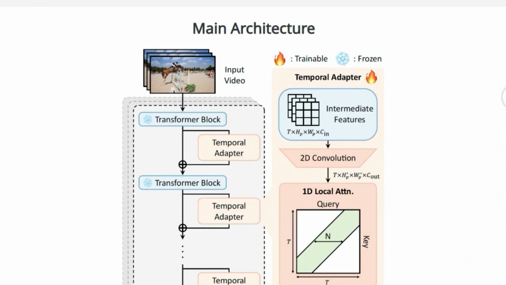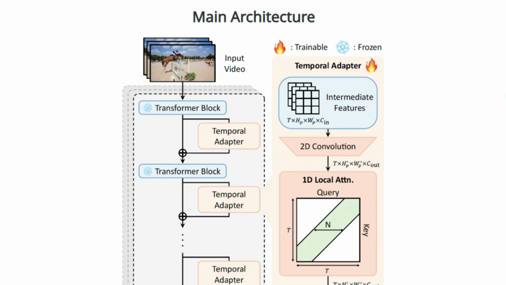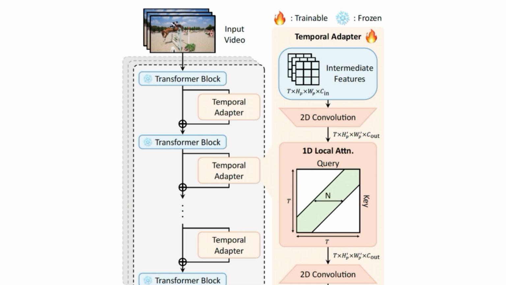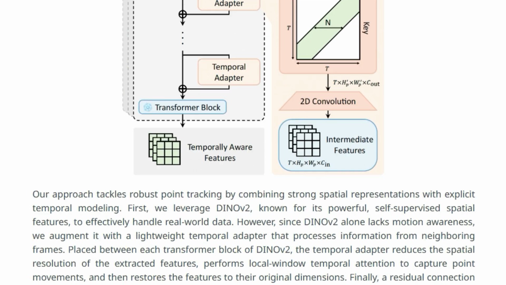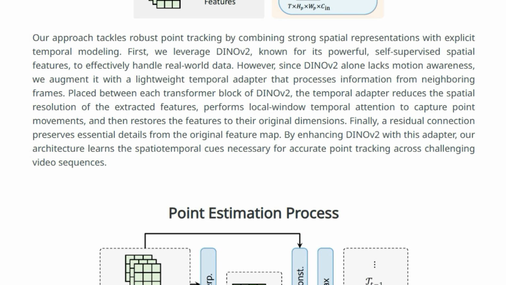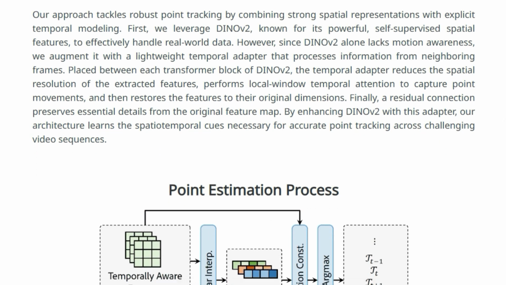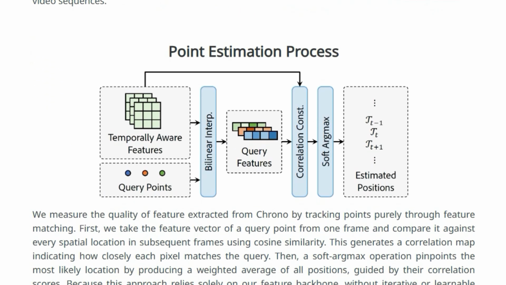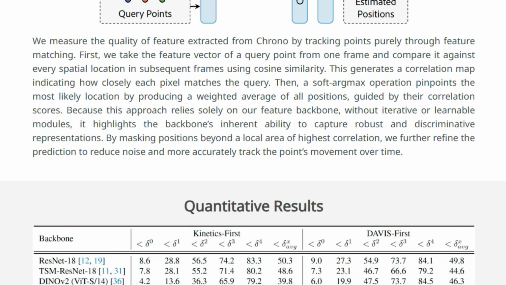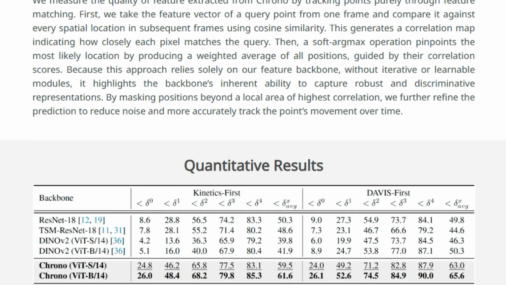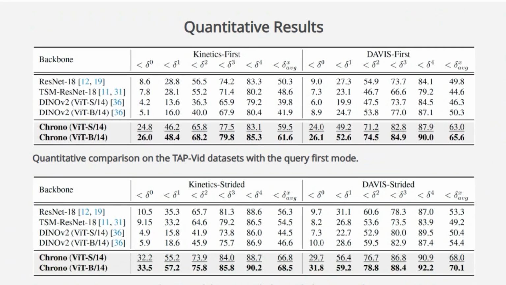It reduces the spatial resolution of extracted features, performs local window temporal attention to capture point movements, and then restores the features to their original dimensions. A residual connection preserves essential details from the original feature map. This spatiotemporal approach allows the architecture to learn the cues necessary for accurate point tracking across challenging video sequences. The quality of features extracted from Chrono is measured by tracking points purely through feature matching using cosine similarity. A soft argmax operation pinpoints the most likely location based on correlation scores.